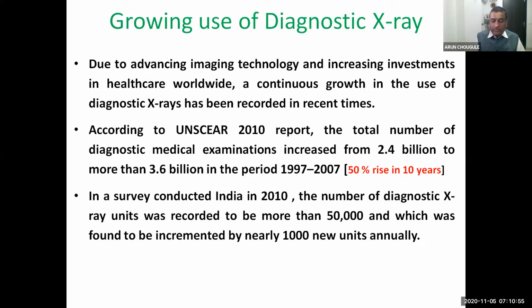And the 2020 report is about to come, and it is expected that, if you take at least a 25% rise, there will be more than 4.5 billion radiological procedures for a population of about 7.5 billion. That means every second person is undergoing a radiological procedure. In a survey conducted in India in 2010, the number of diagnostic X-ray units was recorded at more than 50,000, and every year about 1,000 to 1,500 new units are getting added.